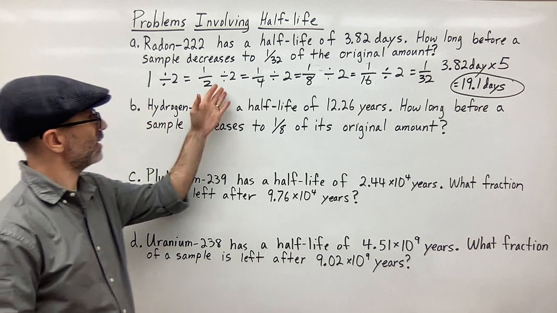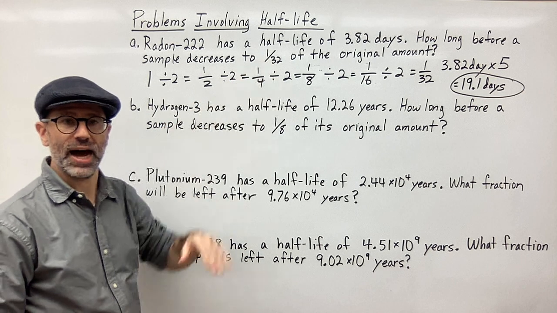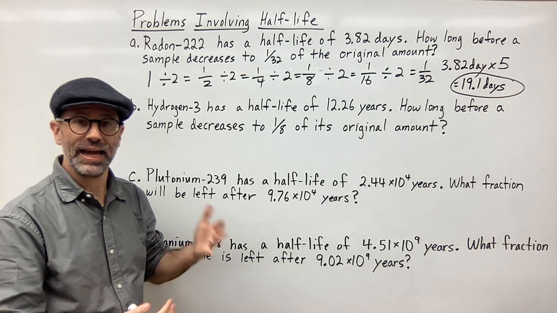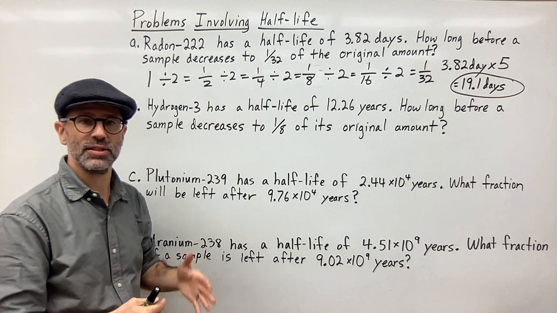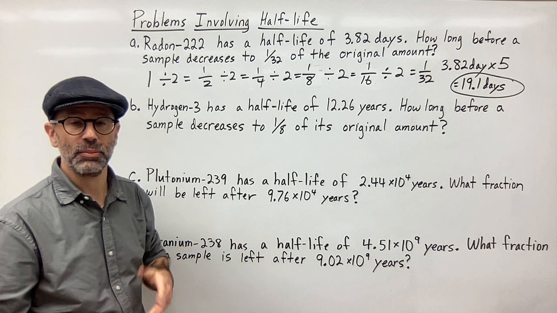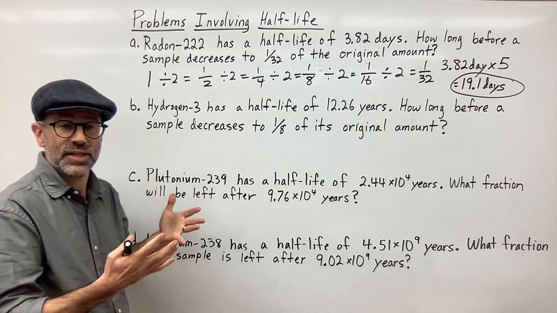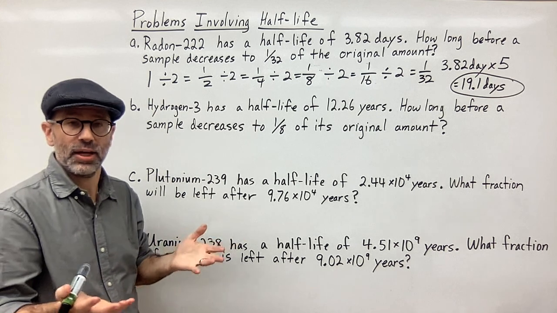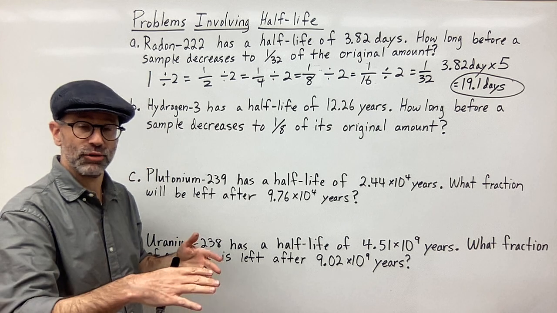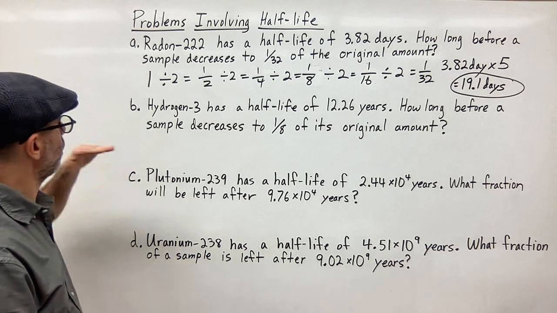Oh, and by the way, if this was a percentage, let's say it was 12.5%, right? So radon 222 has a half-life of 3.82 days, how long before the sample decreases to 12.5% of the original sample? I'll just throw out a number. In this case, you do the exact same thing. Instead of starting with 1, you start with 100% because you always start with 100% of your sample. And then you keep dividing the 100% by 2. Divided by 2, you get 50. Divided by 2 again, you get 25. Divided by 2 again, you get 12.5. So 3 half-lives.